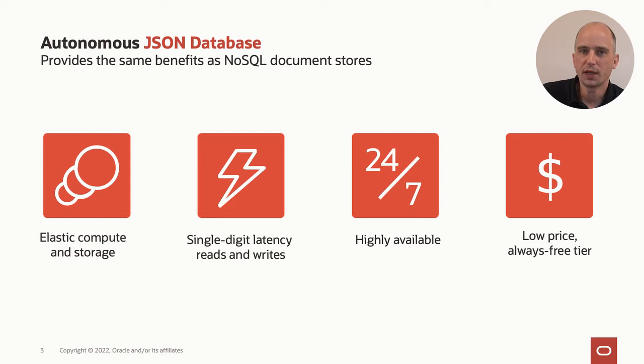So the idea with AJD is that it's intended to compete with NoSQL document stores. It has all of the same benefits that you would expect from a NoSQL database. First, it's elastic, meaning you can scale the compute and storage capacity of your database as the demands of your application increase. It provides very low latency access to your database at scale. So even when a lot of people are using the database, it can still keep the response time for small reads and writes under 10 milliseconds. It's highly available and it's priced to be very competitive with these other databases.